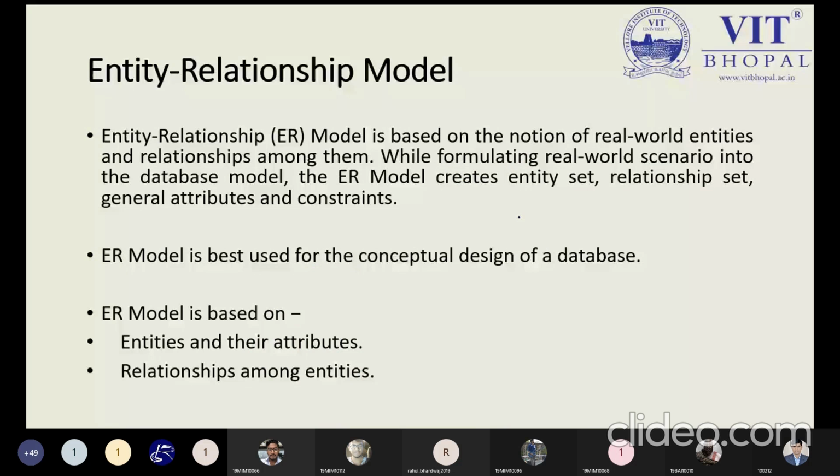This model is simply representing the entire detail in the form of entities and relationships. And now the question comes, what is an entity? Before jumping into everything, let us understand this model in a simple way. The entity relationship model is also known as the ER model.